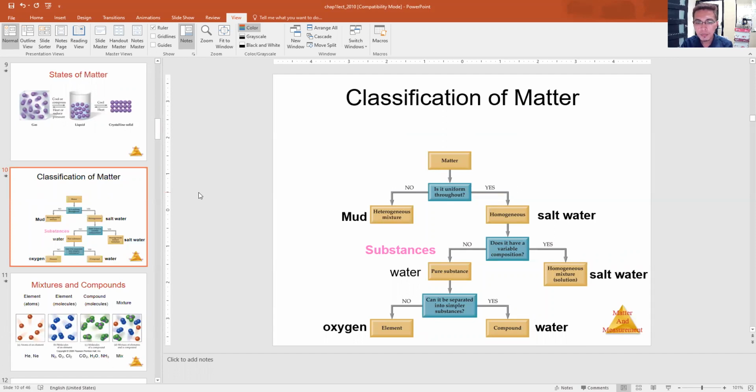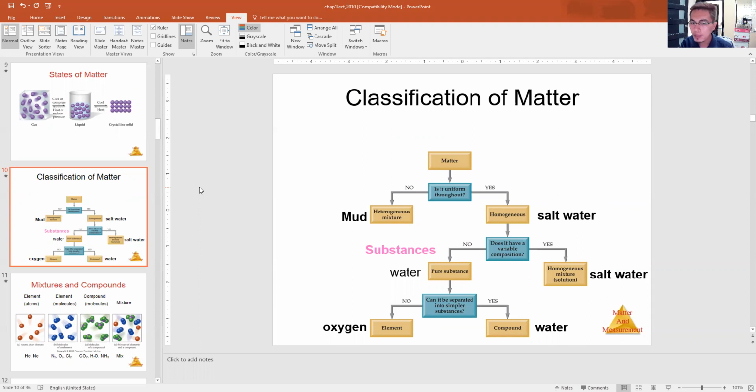An example here is mud and salt water. Salt water is homogeneous, since you only see water, but the salt is in there. And mud is heterogeneous, since you can separate the components of mud by physical means. While for homogeneous, you can separate the components by chemical means. That's the difference between heterogeneous and homogeneous mixtures.